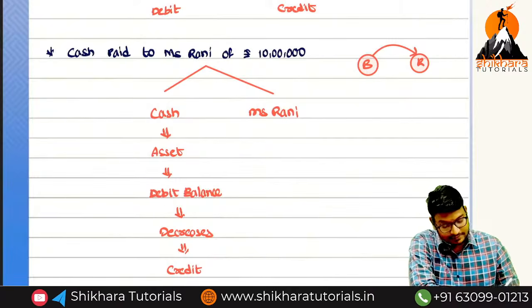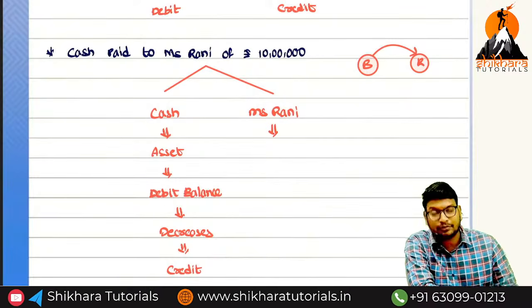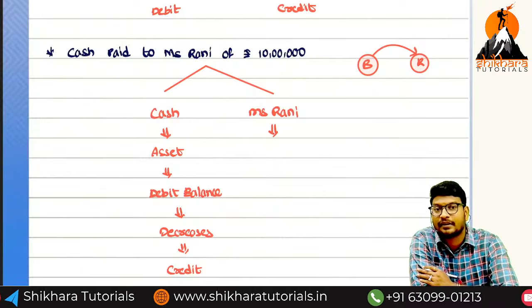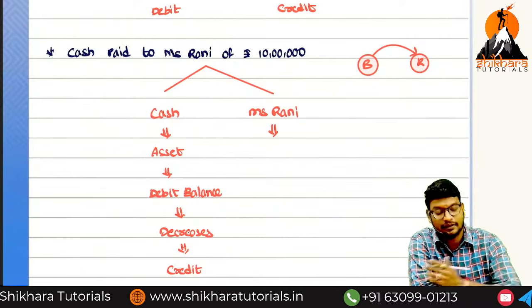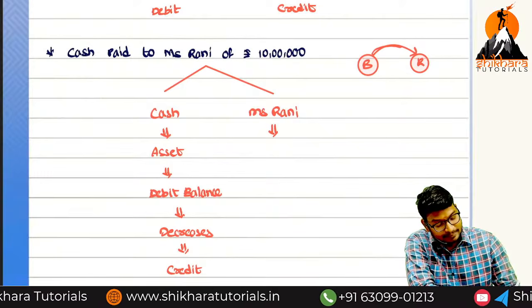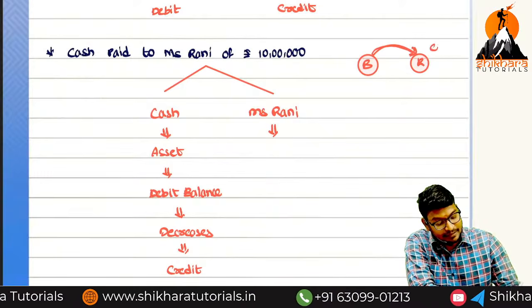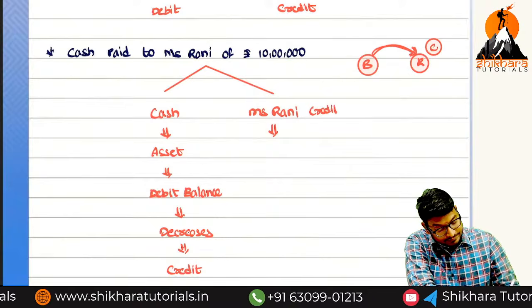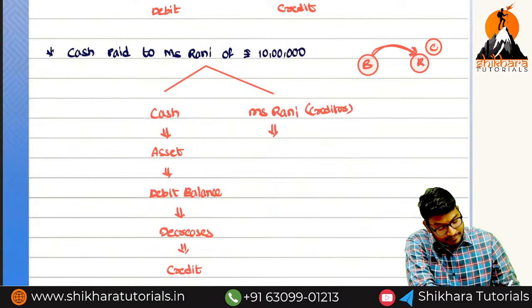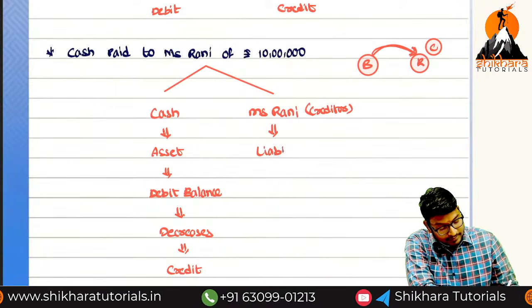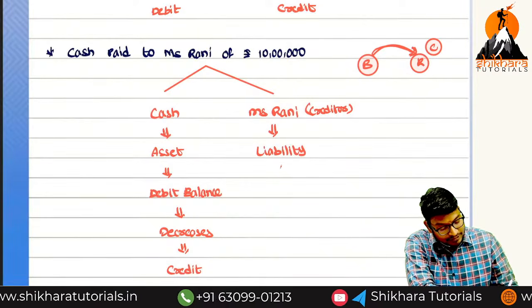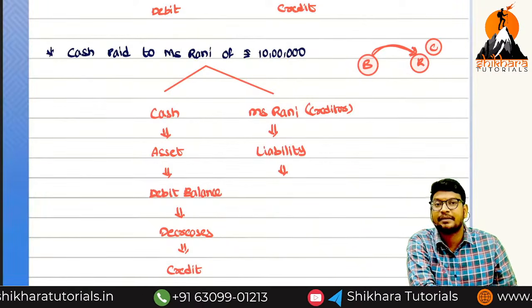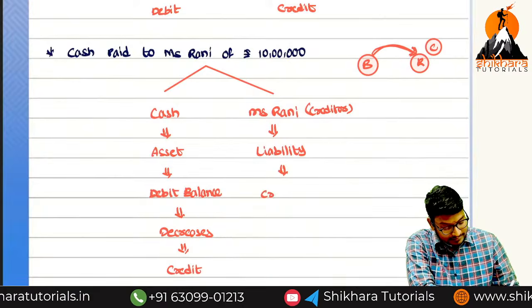Next, again we have to decide who Miss Rani is. Is Miss Rani a debtor or creditor? We are paying to a particular person, so that person will become what? Creditor. So creditor means asset or liability? Liability. Liability will have which balance? If asset is a debit balance, then liability is a credit balance.